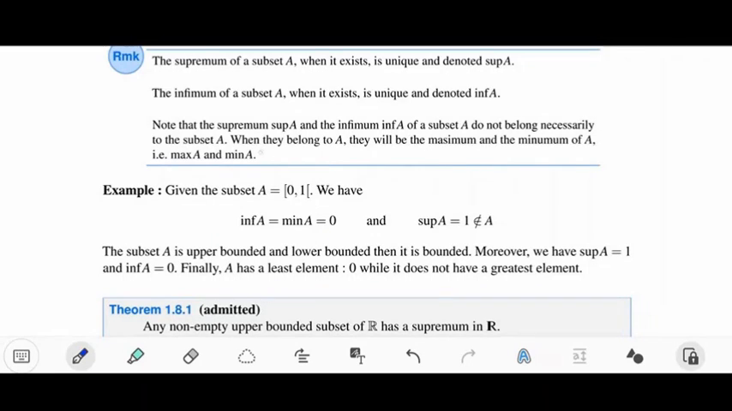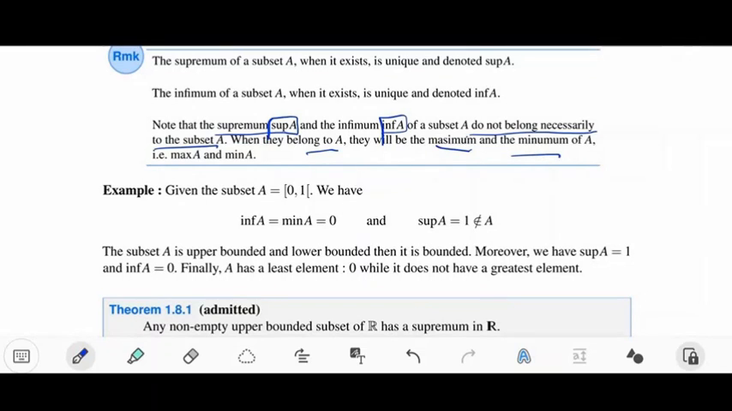So let me insist now on something. When you define a supremum and an infimum of a subset, you should know that the supremum, which we denote sup A here, and the infimum, which we denote inf A, do not necessarily belong to the subset A, like the example I already gave about (0, 1]. But when they belong, like in the case of the 1 in the example, they will be the maximum or the minimum of A. They will be the same element.